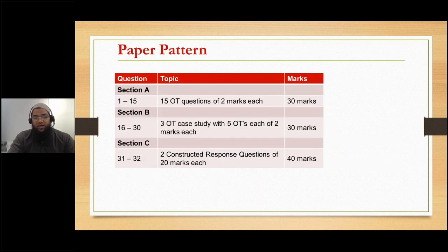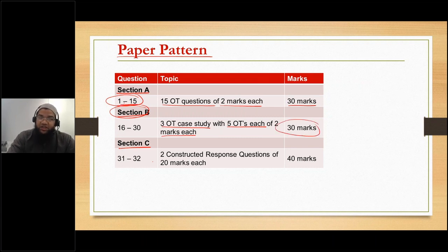Let's discuss the paper pattern. We are starting with an overview. In the exam, you're going to find three different sections: Section A, Section B, and Section C. Section A will be having 15 OT questions of 2 marks each. That will make a total of 30 marks. In Section B, you are going to have 3 OT case studies with 5 OTs in each case study, making a total of 15 questions OTs of 2 marks each, making again a total of 30 marks. So 15 questions in Section A and 15 questions in Section B.